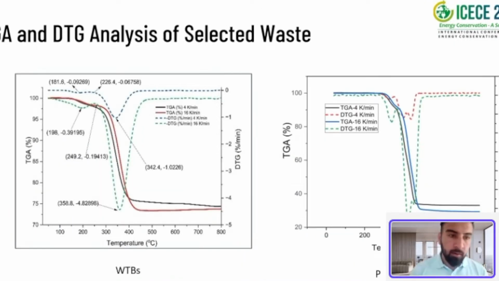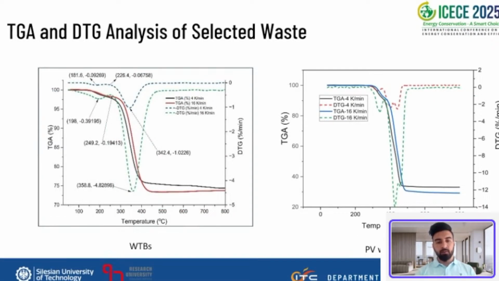And if we talk about TGA and DTG analysis of the selected waste, we performed TGA and DTG analysis at different heating rates from 2 Kelvin per minute to 16 Kelvin per minute. But on the graphs, I am only showing the results that we obtained at 4 Kelvin per minute and 16 Kelvin per minute. For the wind turbine blades and for PV panels, you can see the weight loss during the initial step is really minor.